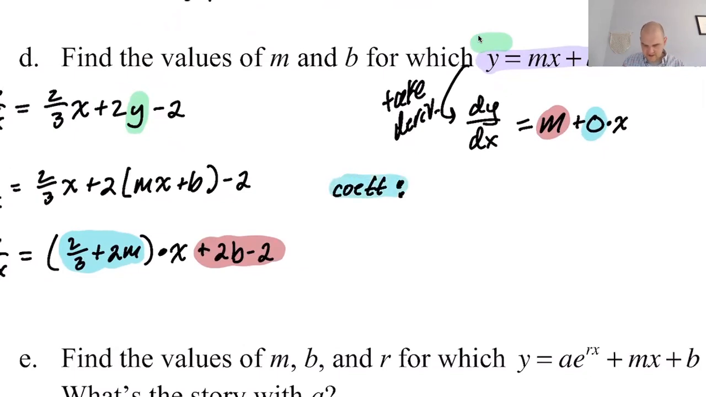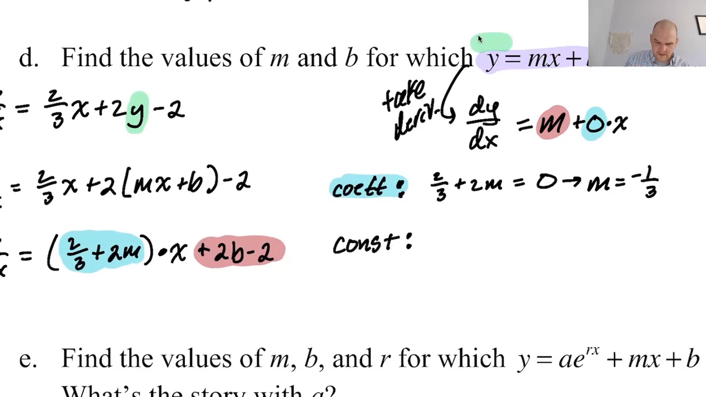Based on the coefficients, I know that 2/3 plus 2m should equal 0, which means that m should be negative 2/3 divided by 2, negative 1/3. So m should be negative 1/3, just based on the coefficient of x in each of these forms of the same thing. Now, there's also the constants.